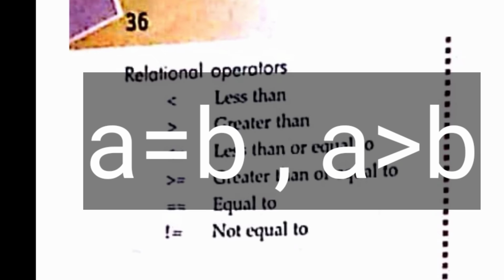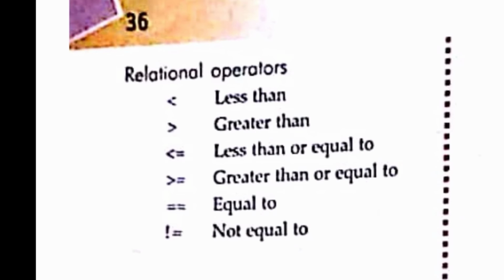Here is the example on the screen. You can see a is equal to b and a is greater than b. These tell the relation between two operands a and b. So a is equal to b in the first one and a is greater than b in the second one. So these are the tasks that relational operators perform.